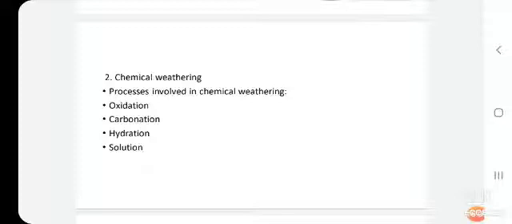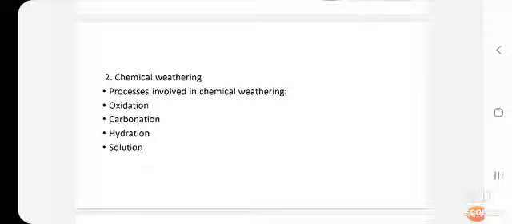These are the processes which are involved in chemical weathering. So let us deal with each of the processes one by one. First, what is oxidation? Oxidation is the reaction of minerals in rocks to atmospheric oxygen. It means the reaction of minerals in rocks to atmospheric oxygen. The rainwater, children, contains atmospheric oxygen.